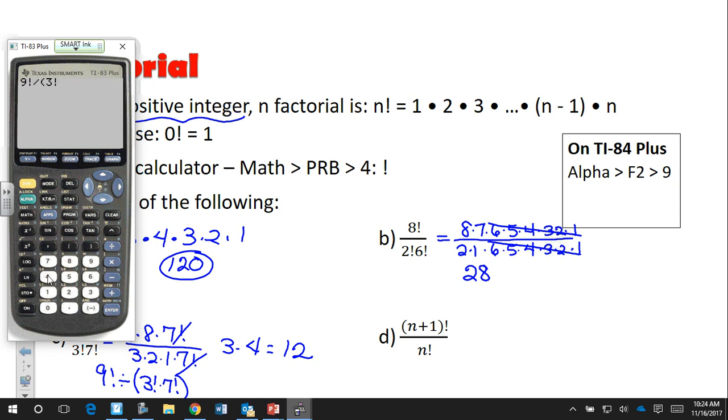Yep. And then we're taking that times 7 factorial, so 7, math, probability, and 4. Close parentheses or don't, doesn't matter, and we get our answer. Okay? But you have a shortcut on the 84s if you do alpha and F2. That gets you the factorial quicker.